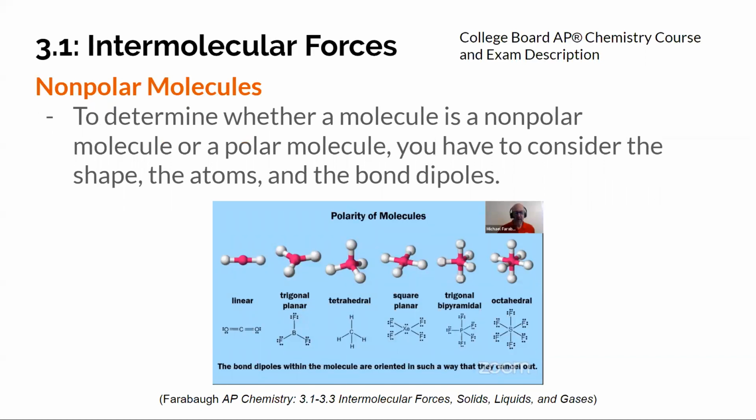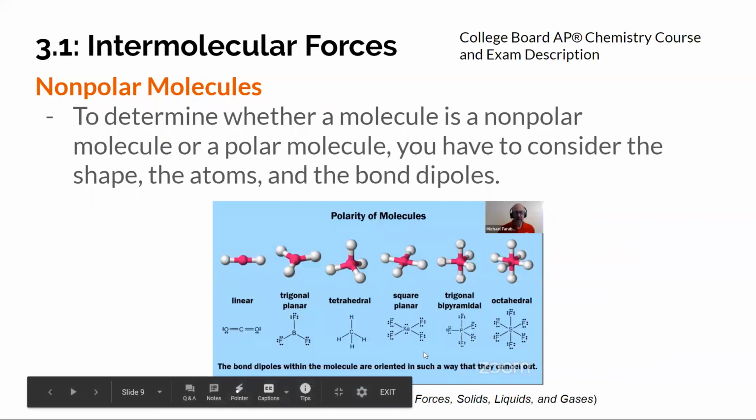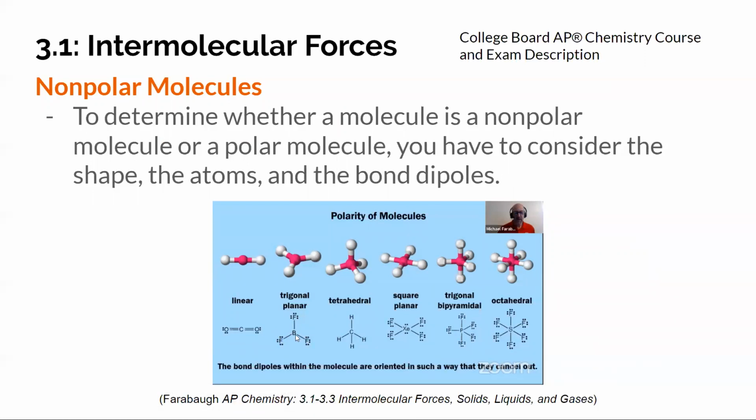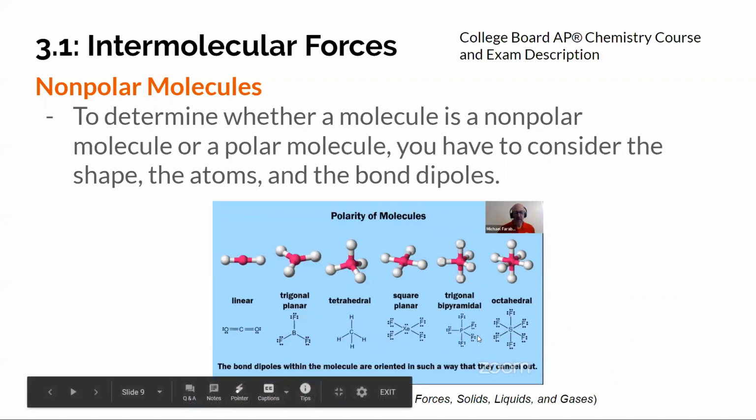And so to determine whether a molecule is nonpolar or polar, you have to consider the shape, the atoms, and the bond dipoles. You can't only consider one of these three aspects. So the bond dipoles within the molecule are oriented in a way that they cancel out. Like here, you can see that they cancel out. The carbon is in the middle and the oxygens are pulling in different directions so that they cancel it out. Same here for trigonal planar. They pull in opposite directions from the boron, and so they cancel each other out, and then it becomes nonpolar. And same with the rest of these.